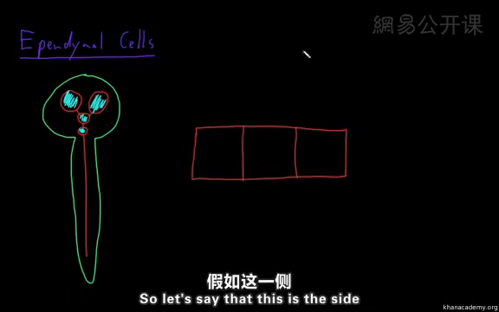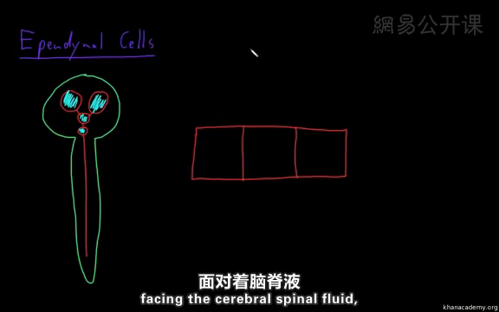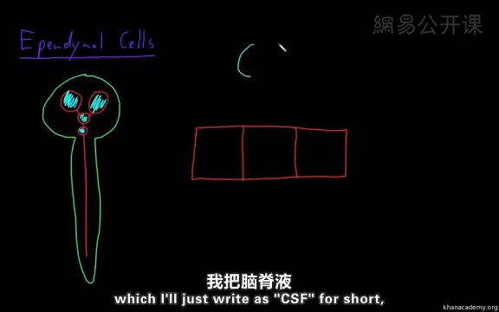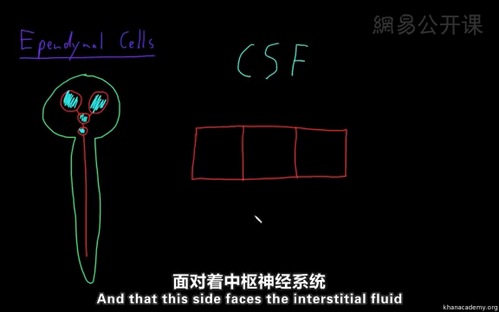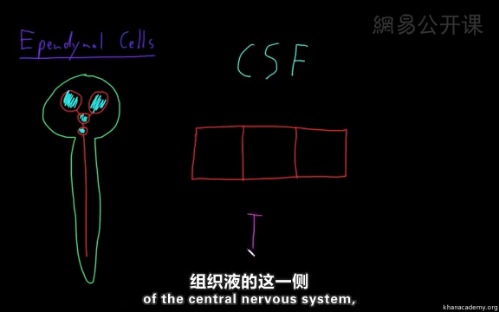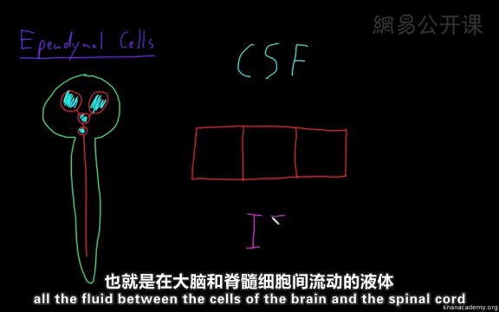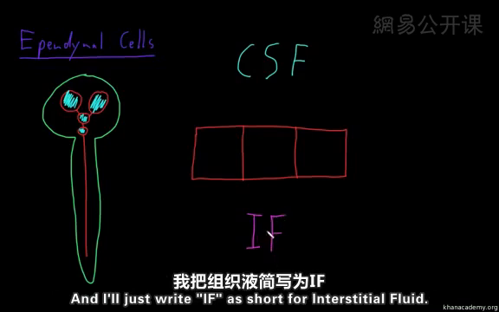So let's say that this is the side facing the cerebrospinal fluid, which I'll just write as CSF for short, for cerebrospinal fluid, and that this side faces the interstitial fluid of the central nervous system, all the fluid between the cells of the brain and the spinal cord. And I'll just write IF, which is short for interstitial fluid.